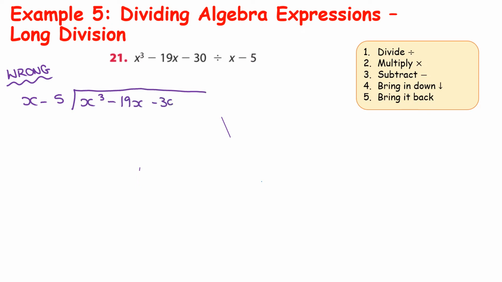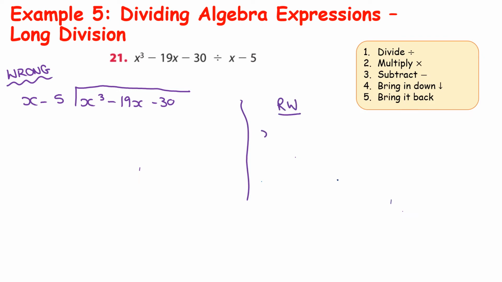19x minus 30. Can you spot why we are short a term? Can you spot why? So we're actually missing an x squared term. That's why. There's an x cubed, but there's no x squared term.